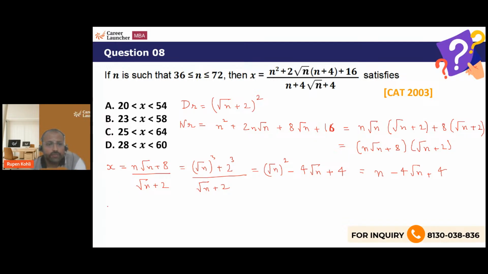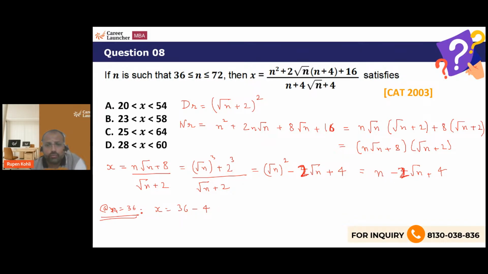All right, so therefore at n equal to 36, let's evaluate this. I'm getting that x is 36 minus 4 into 6, 24. Sorry, my bad. I think this should be 2 root n. Just one second, small correction. This is right, x square minus xy plus y square, right? So this is 2 root n.